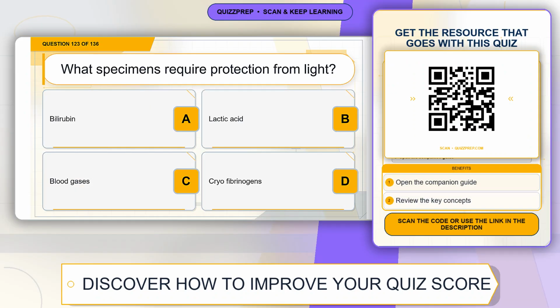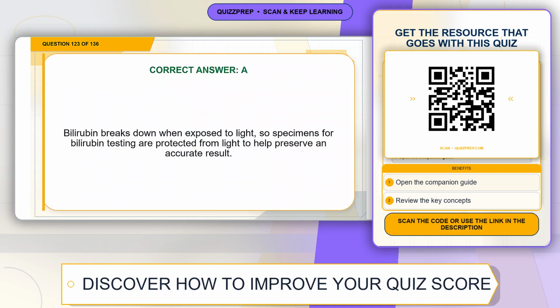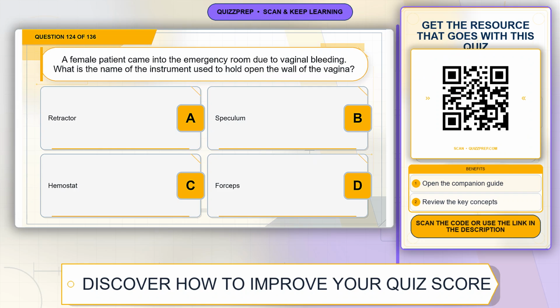Question 123. What specimens require protection from light? Option A, bilirubin. Option B, lactic acid. Option C, blood gases. Option D, cryofibrinogens. The correct answer is option A, bilirubin. Explanation. Bilirubin breaks down when exposed to light, so specimens for bilirubin testing are protected from light to help preserve an accurate result.